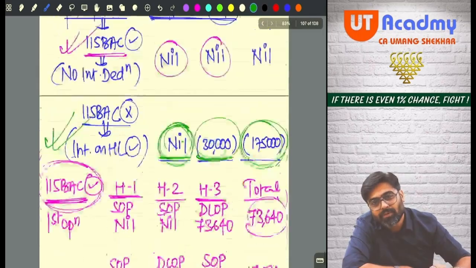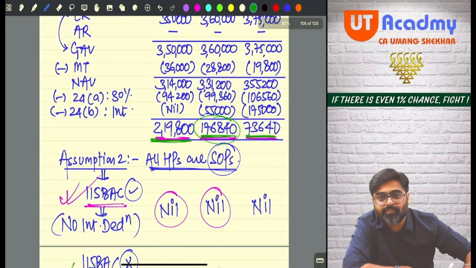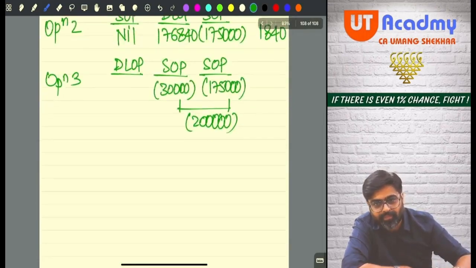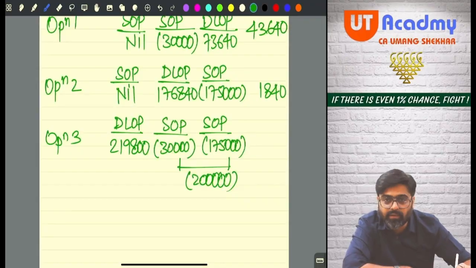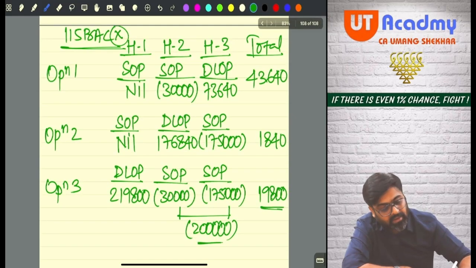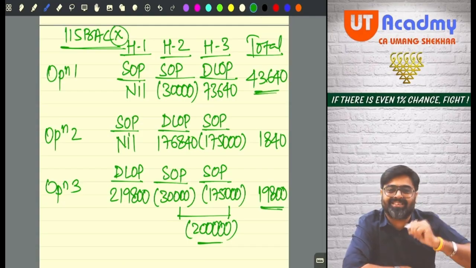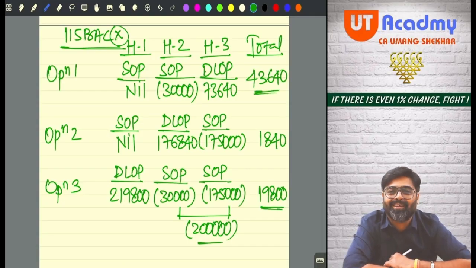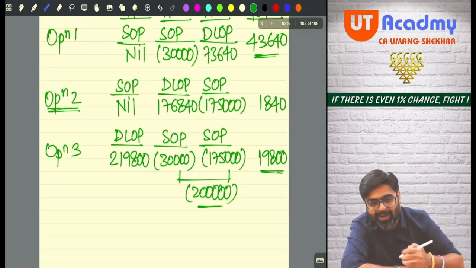Now come to the first property, 2,19,800. So 2,19,800 minus 2 lakh will give you 19,800. See, this is better than the first option, but still not better than the second option. Getting my point? So what conclusion? Come on, tell me. Option 2 I will choose.